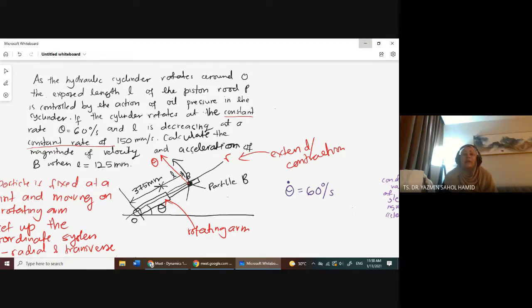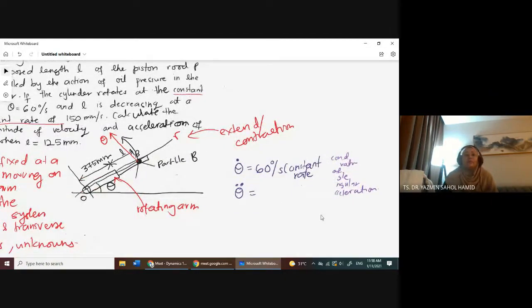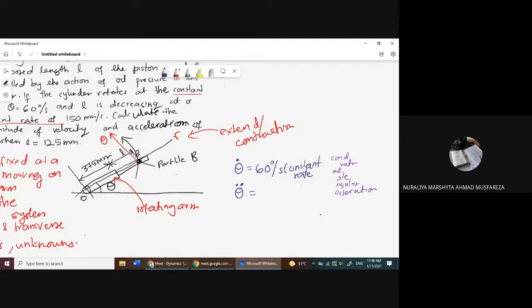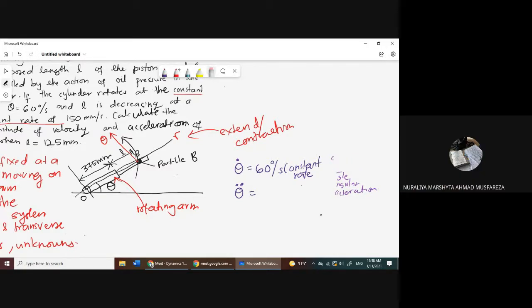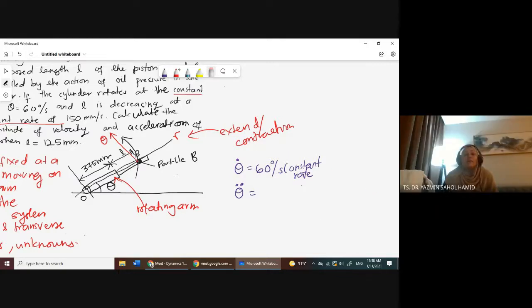And this is at a constant rate. Right? It says constant rate. So if this is our theta dot, what is our theta double dot? What do you think our theta double dot is? Zero. Why? Because we differentiate 60. Because theta dot is 60 degrees per second, and it is constant.